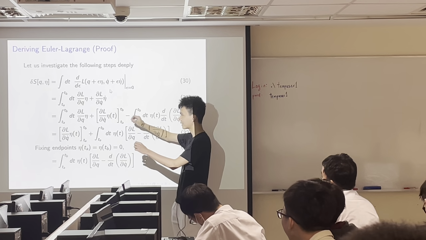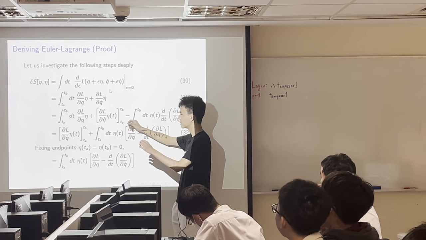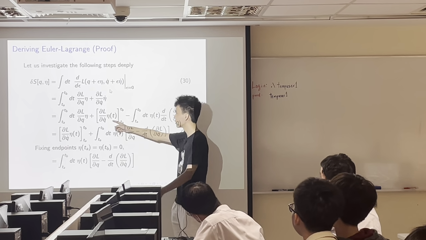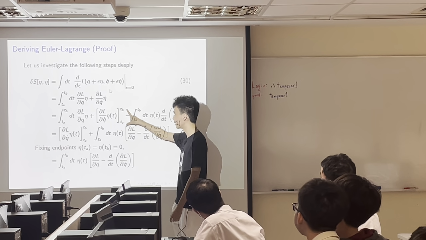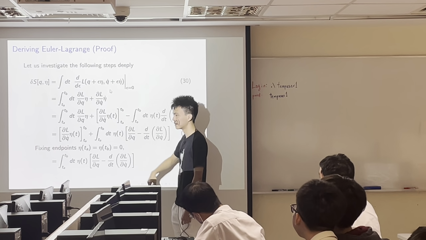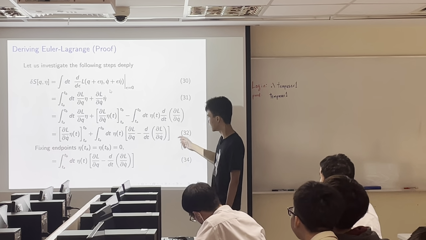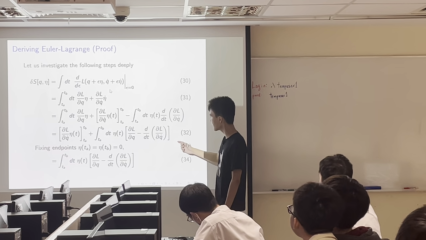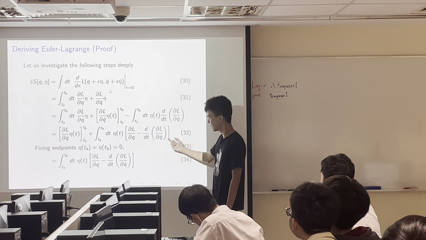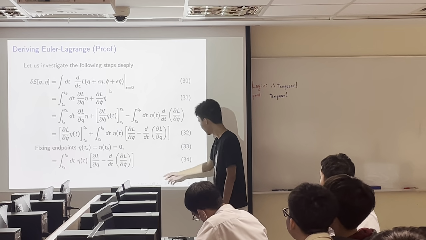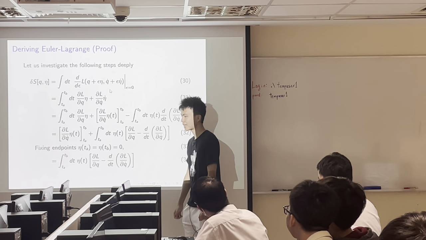So if your endpoint must be fixed, then whatever variation you do, the variation of the endpoints must be zero. So your eta of tb and eta of ta, the two endpoints in time, must be zero. So this middle term cancels out, and what you're left over is this quantity over here. Okay? This is nice, because this quantity, equation 34, is precisely what we set out to prove, right?